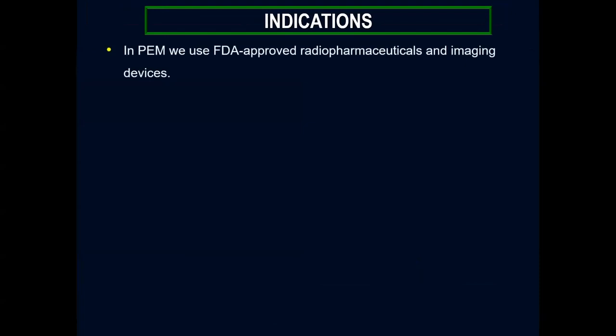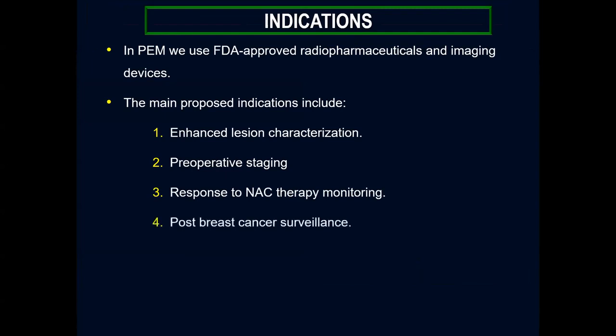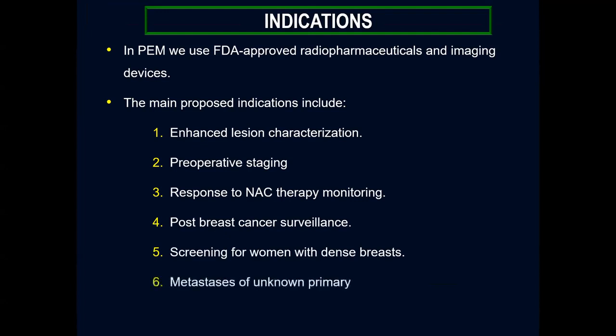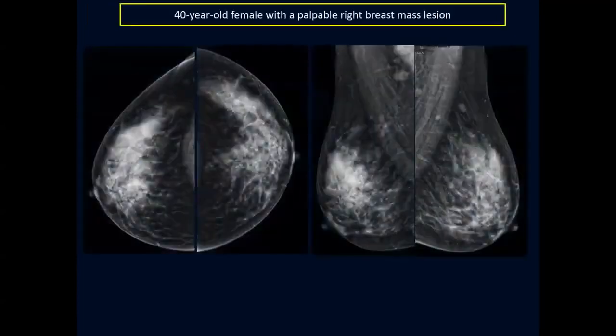In PEM, we use FDA-approved radiopharmaceuticals and imaging devices. The main proposed indications include enhanced lesion characterization, preoperative staging. We use it to assess the response to neoadjuvant chemotherapy, in post-breast cancer surveillance, for screening women with dense breast, and for metastasis of unknown origin. And 3 of these points are under research in Baheya Hospital.